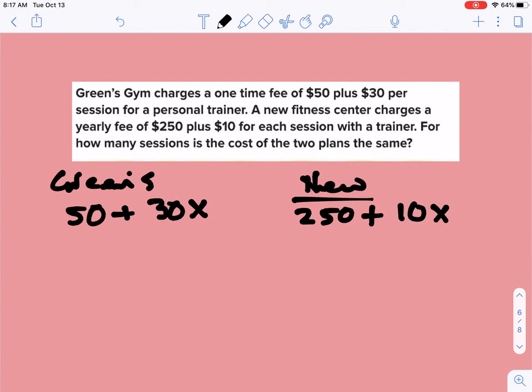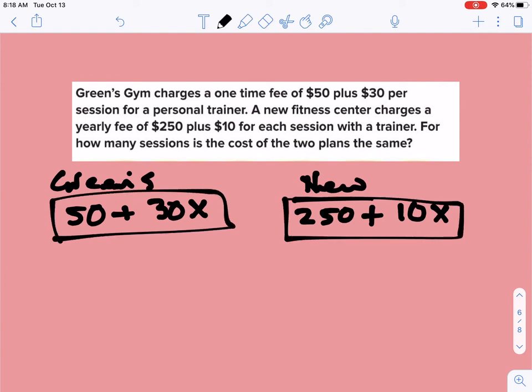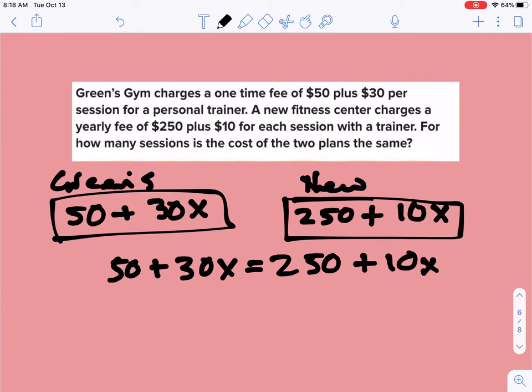And people actually will figure stuff like this out. They'll say, well, how many of what do I have to buy in order for it to be equal to this other one? So you set it up, and basically we want to know, when is this going to be equal to that? So we're going to write that out exactly like this and figure out when that is. So when is Greens, which is over here, equal to the new fitness center right here?